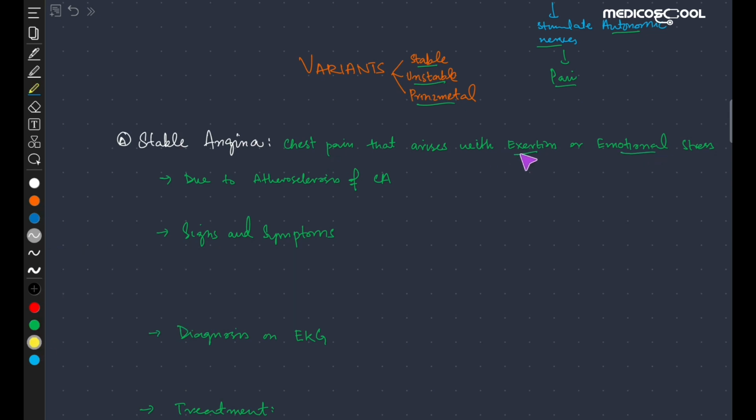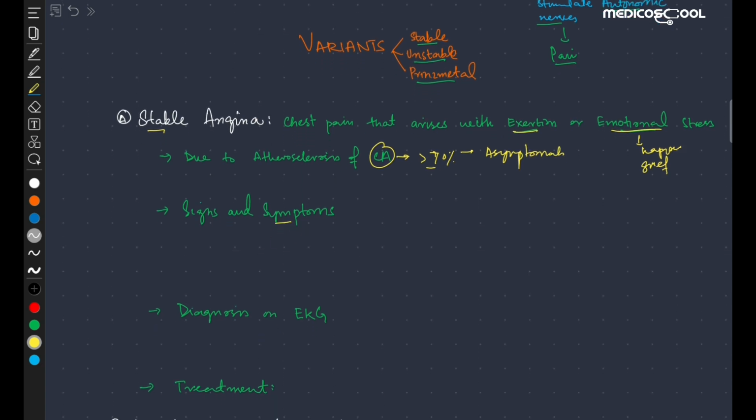It is the chest pain that arises with exertion or any emotional stress like happiness, grief, etc. And it is mainly due to the atherosclerosis of the coronary artery when it blocks the coronary artery greater than 70%. If it is less than 70%, अगर ये 70% से कम होगी तो क्या होगा कि it will be asymptomatic. There will be no symptoms. Asymptomatic.